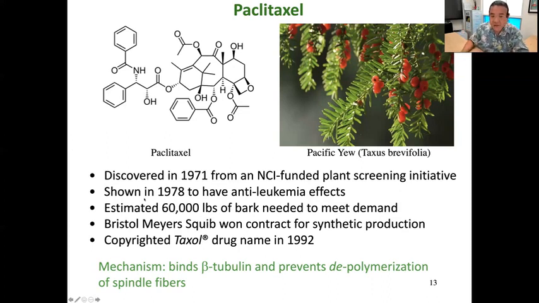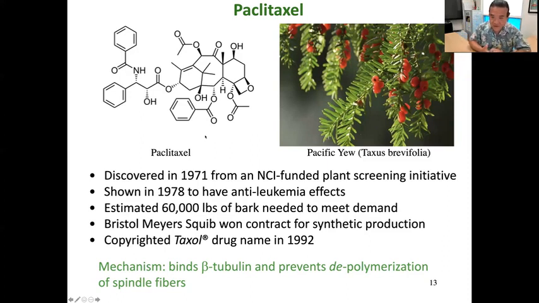So the problem was by the early 80s, they were processing the bark from the specific yew tree, but they had a problem, right? They estimated that about 60,000 pounds of bark would be needed to meet the demand for this anti-cancer drug, right? And unfortunately, wouldn't you know it, the Pacific yew tree is actually, I think, an endangered species, right? So there was this big race to try to come up with a synthesis pathway to make paclitaxel in the lab, purely synthetically, right?